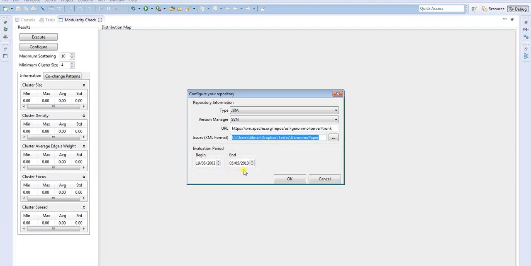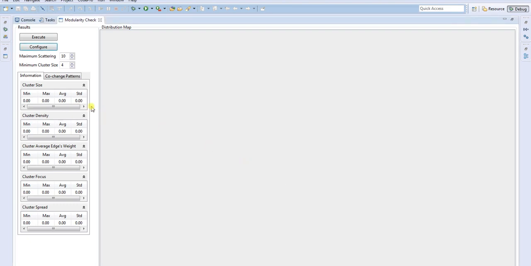Finally, we need to set up the time frame that the tool will consider to extract information from version history. After setting up these parameters, we have two filters, maximum scattering and minimal cluster size. The default values are 10 and 4. The maximum scattering filter prunes highly scattered commits, because these commits usually are related to refactoring activities such as code removal, and these activities don't represent a recurrent maintenance task. And for the minimal cluster size, the value is 4 by default. This means that, for example, the tool will select a cluster only if it contains at least 4 classes.